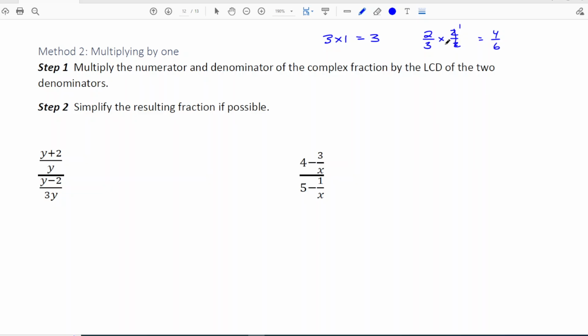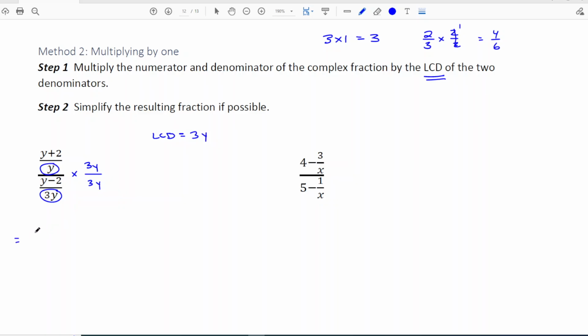So knowing that rule, when you have a complex fraction, you're allowed to multiply by 1. What we multiply by is the lowest common denominator of both the denominators. There's a denominator in your numerator, there's a denominator in your denominator, and you determine what is the lowest common denominator. So for me, I'm going to look at y and 3y and say that my lowest common denominator is 3y, and then you're going to multiply by 3y over 3y. By doing that, I'm not changing the value of my fraction because I'm multiplying by 1.